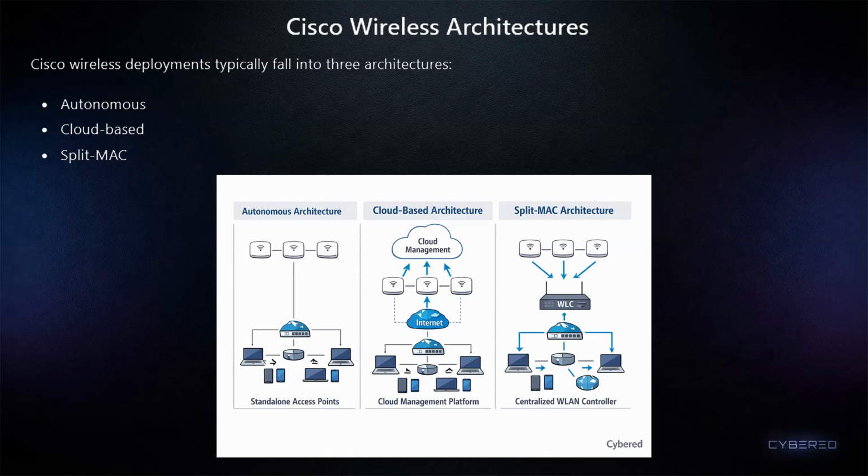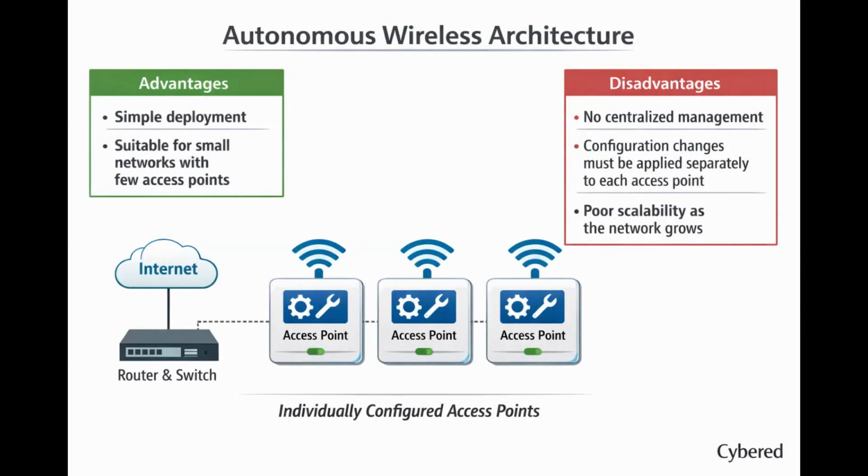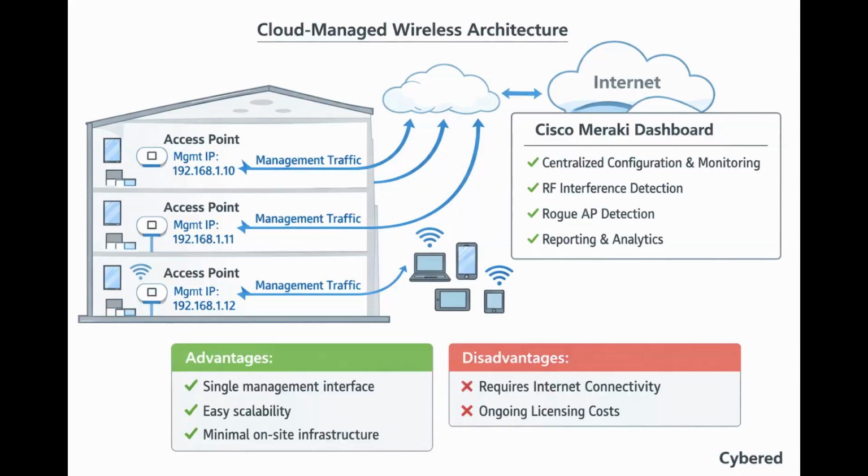In an autonomous architecture, each AP is independently managed and assigned its own management IP address. Administrators log into each AP individually to configure and maintain it. The advantages to this are simple deployment and suitability for small networks with few APs. The disadvantages: there's no centralized management, configuration changes must be repeated on every AP, and it has poor scalability. As wireless networks scale, centralized management becomes essential.